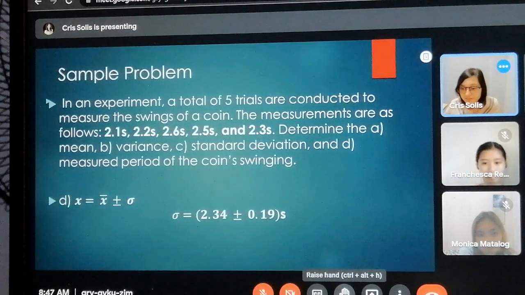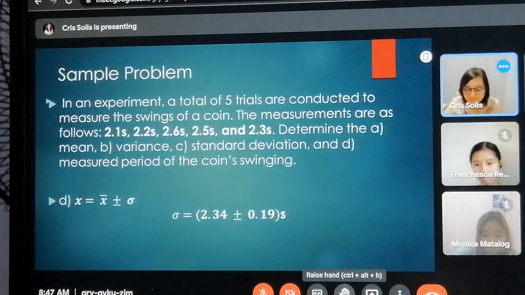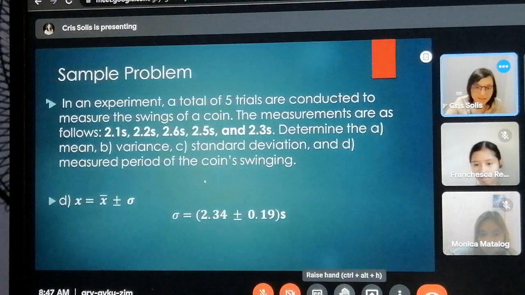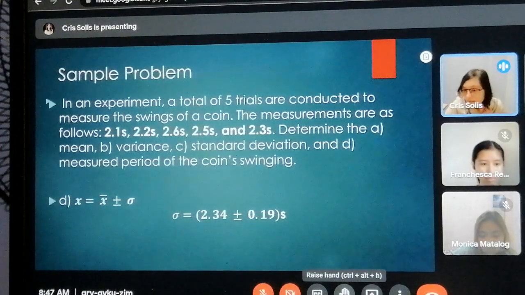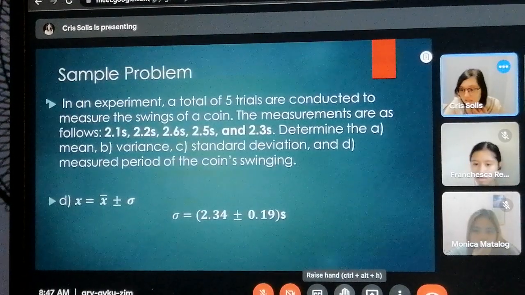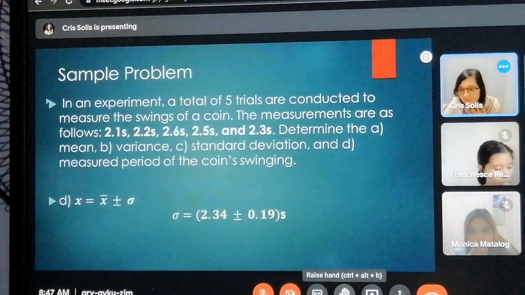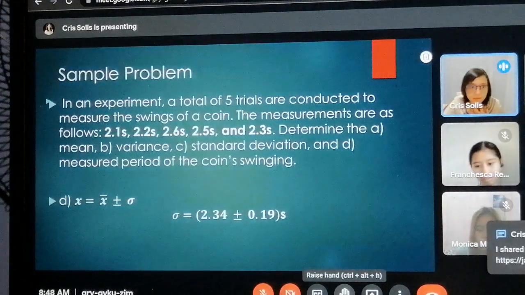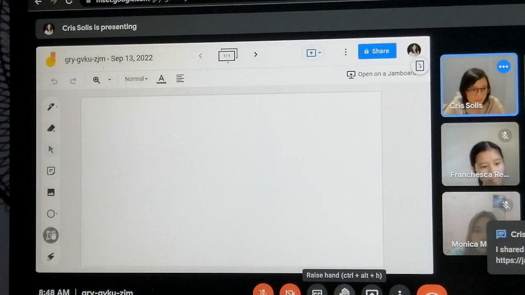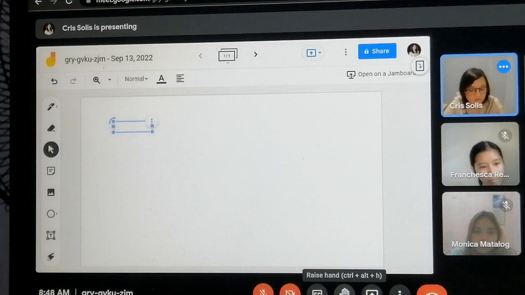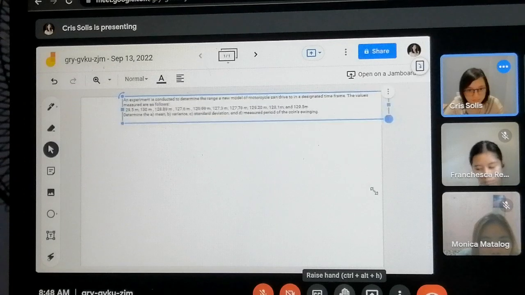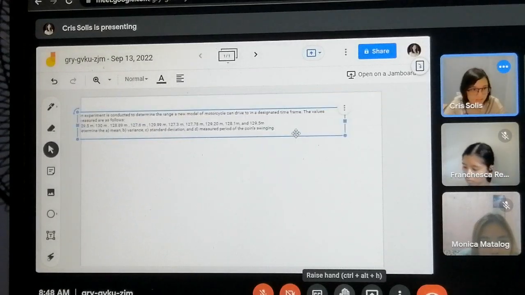Okay pa? Example tayo. Sige. If you have any questions, let me know. Let's try answering this problem. Medyo mahaba-haba siya. Pero, I believe in you guys. Kayang-kaya na to.